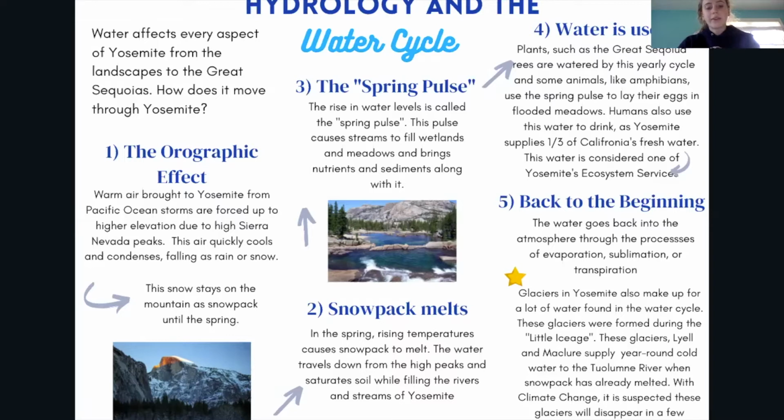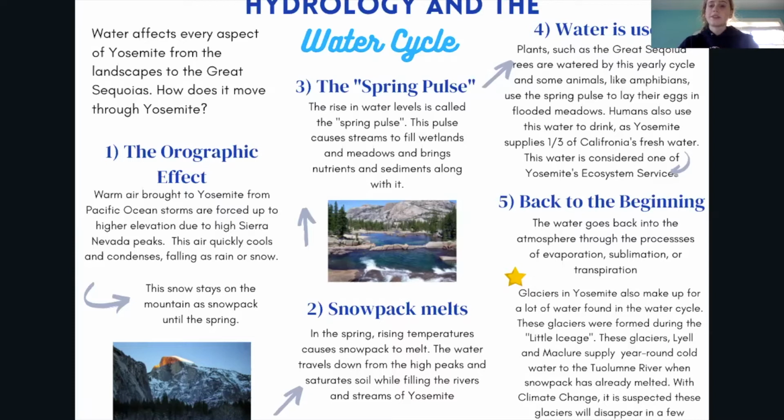In the spring, rising temperatures causes the snowpack to melt, and that's number 2. The water travels down from the high peaks and saturates soil while filling the rivers and streams of Yosemite. Next, during the spring pulse, the water levels rise. This pulse causes streams and rivers to fill wetlands and meadows and brings nutrients and sediments along with it.